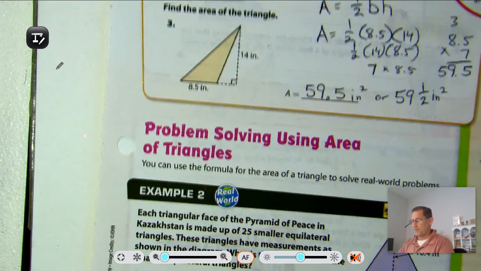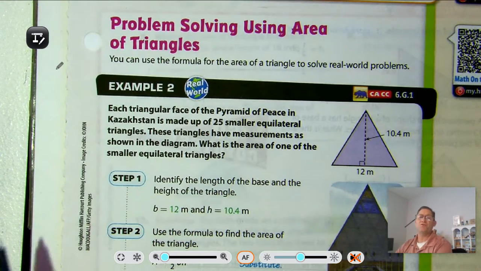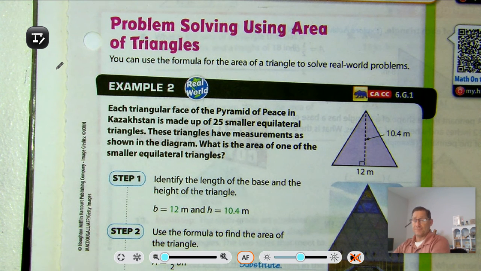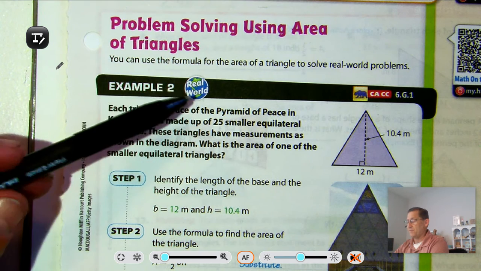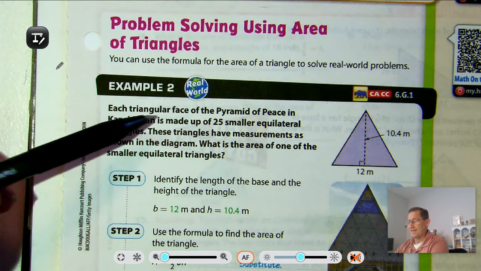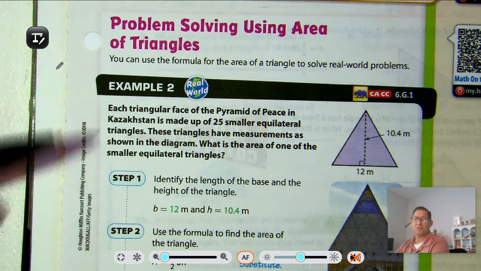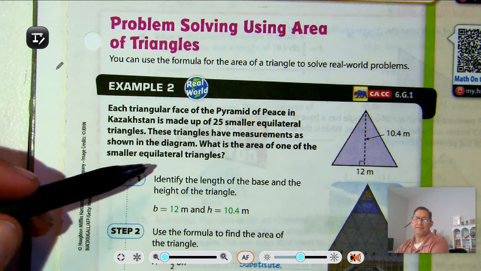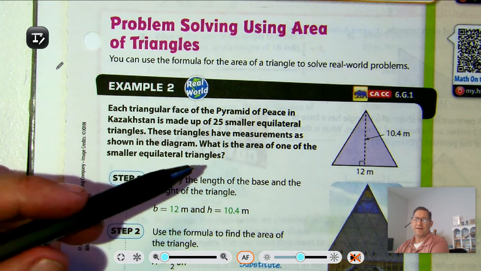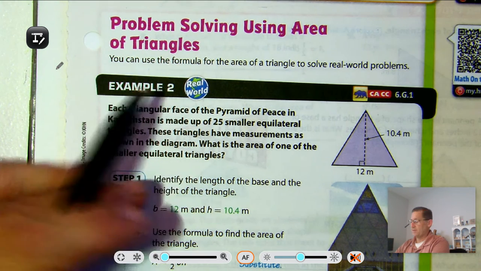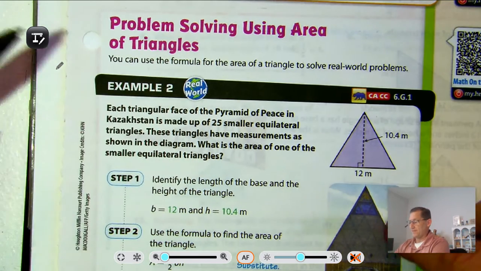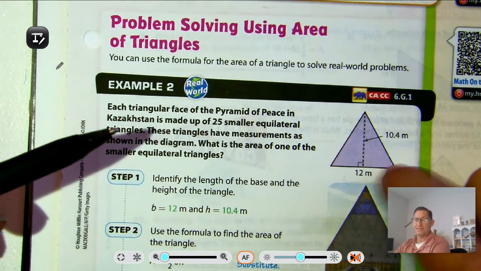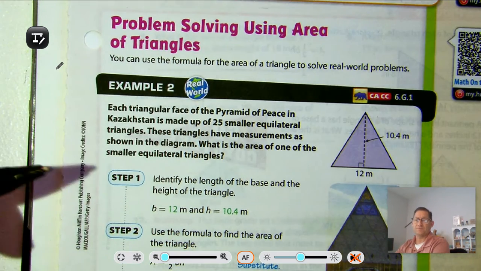All right, example 2. Problem solving using area of triangles. So you can use the formula for the area of a triangle to solve real world problems. So look at this. Each triangular face of the Pyramid of Peace in Kazakhstan is made up of 25 smaller equilateral triangles. These triangles have measurements as shown in the diagram. What is the area of one of the smaller equilateral triangles? So this building is made up of 25 of these smaller triangles.